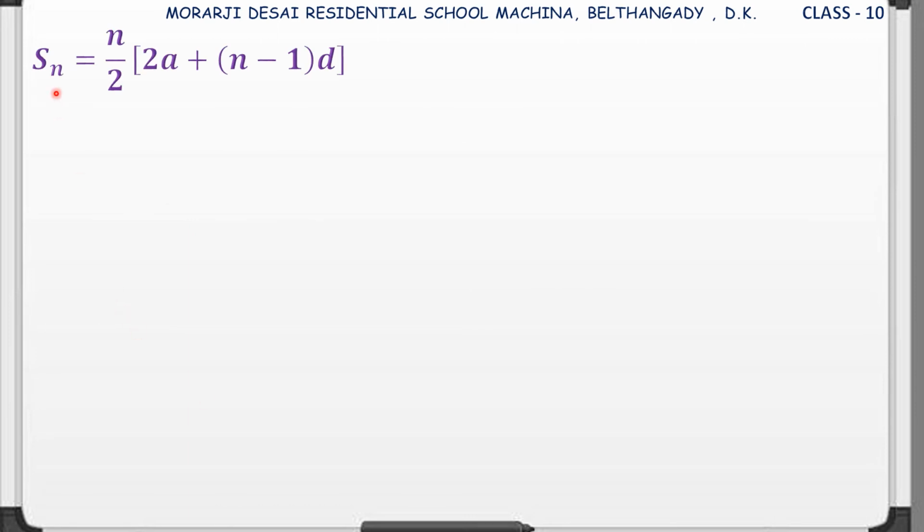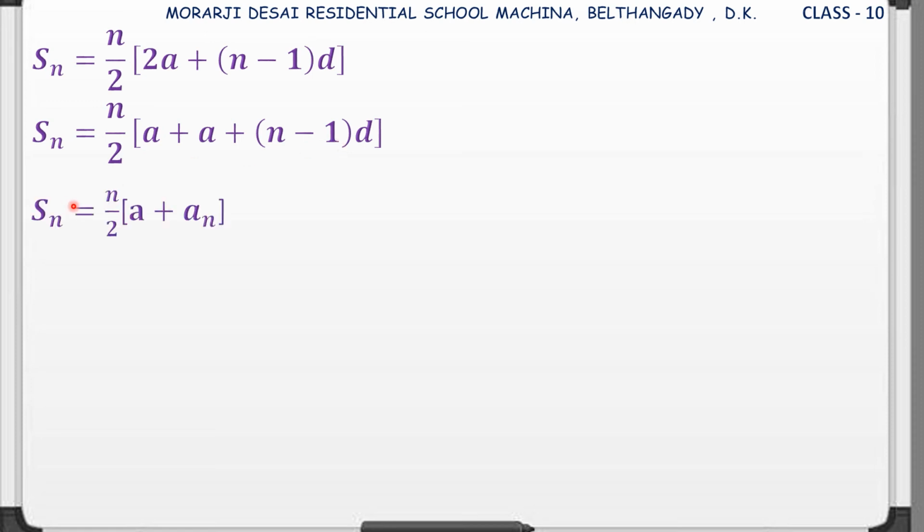Now we know the formula to find the sum of n terms of an AP, that is Sn is equal to n by 2 into (2a plus (n minus 1) into d). Now I will split this 2a. 2a means a plus a. So this can be written as Sn is equal to n by 2 into (a plus (a plus (n minus 1) into d)). A plus (n minus 1) into d is the nth term of an AP, an. So Sn is equal to n by 2 (a plus an). An means a plus (n minus 1) into d.